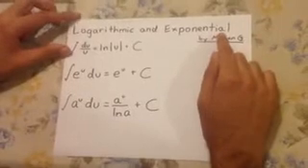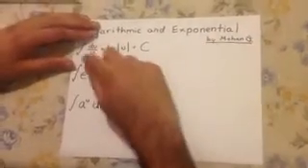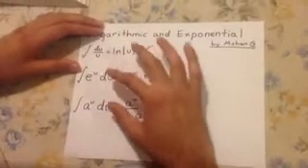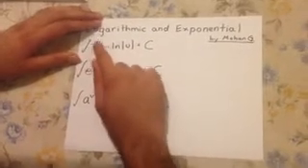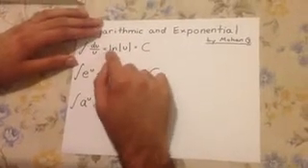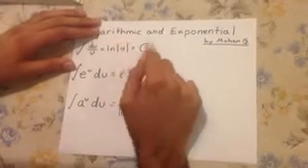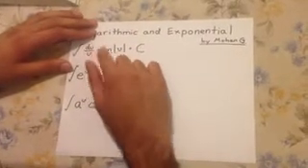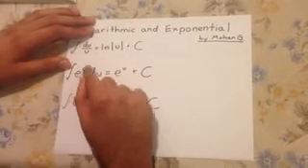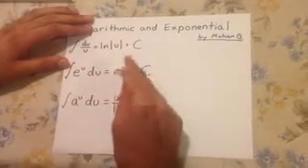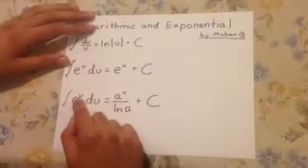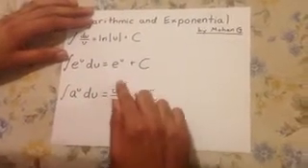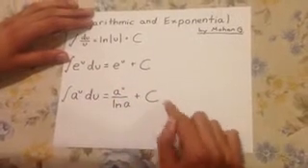Logarithmic and exponential integrals. Again, there are many formulas for these, but these three are probably the ones we're most likely to use on the AP test. So du over u, that's the simplest one. Basically it becomes ln of u plus c. This is the basic form. And then e to the power u du becomes simply e to the power u plus c, and this is a little more complex. a to the power u du becomes a to the power u over ln of a plus c.